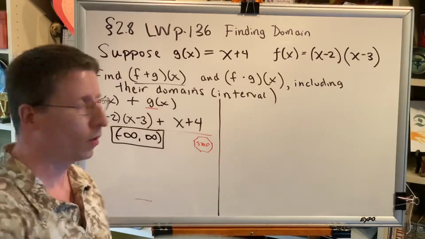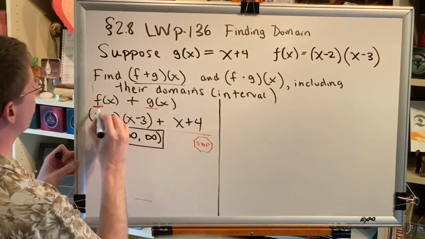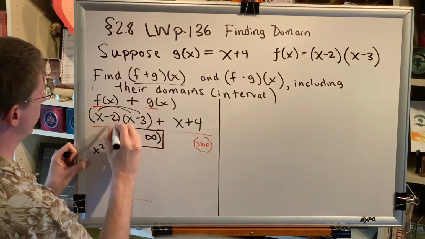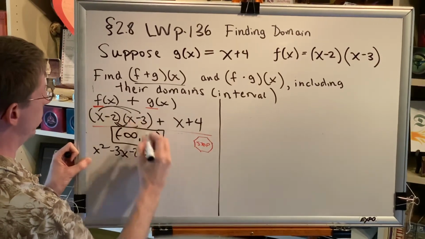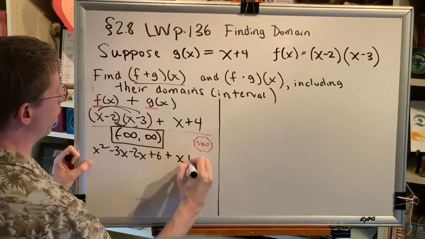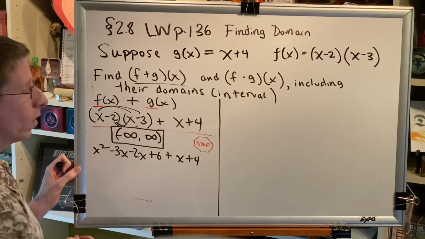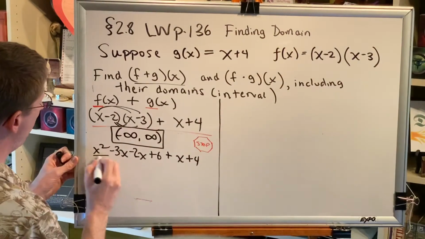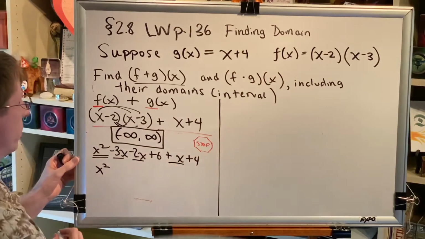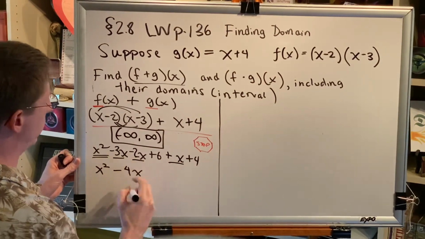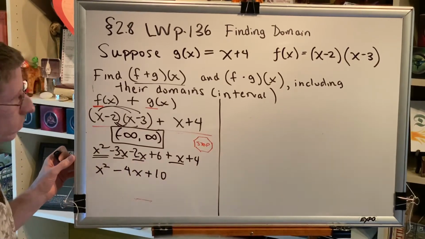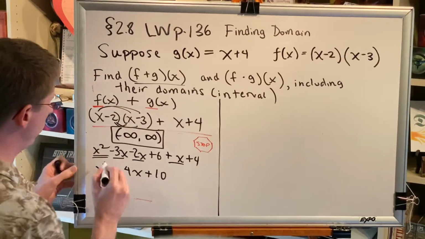Now continue to simplify. Let's FOIL the 2 binomials. X squared minus 3x minus 2x plus 6. And then to that we will add x plus 4. Let's combine like terms. X squared minus 3x minus 2x plus x makes minus 4x, plus 6 plus 4 makes plus 10. This is our final answer.